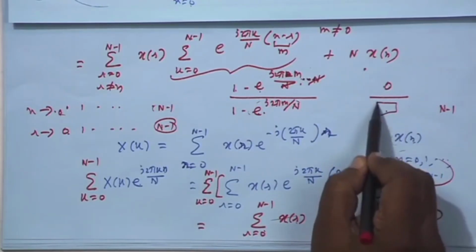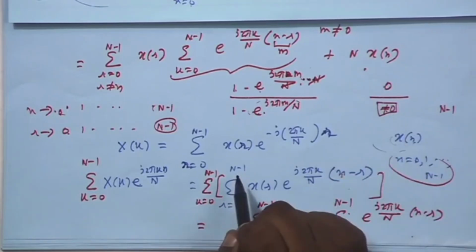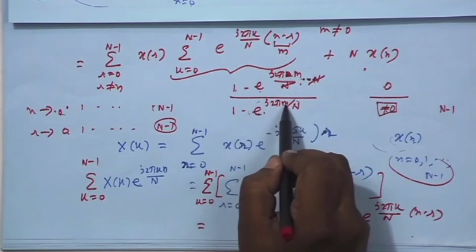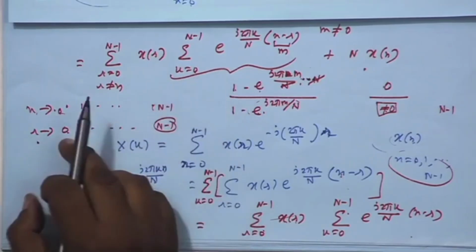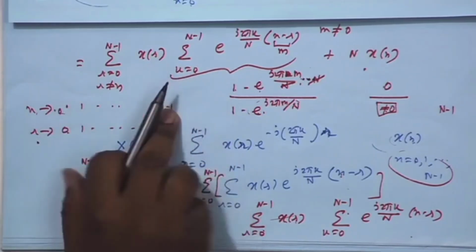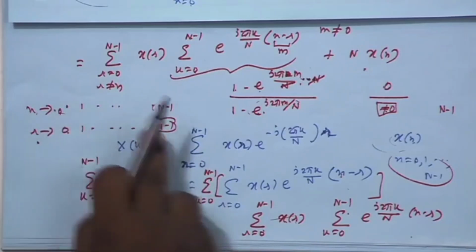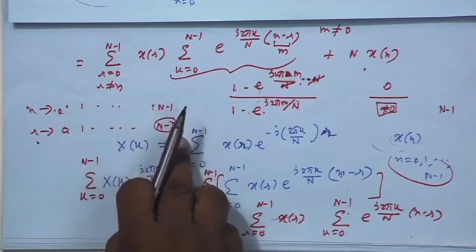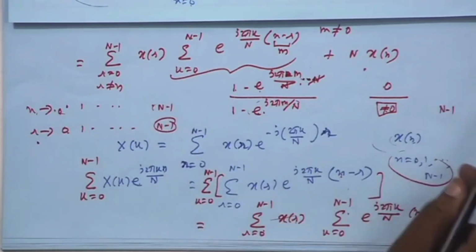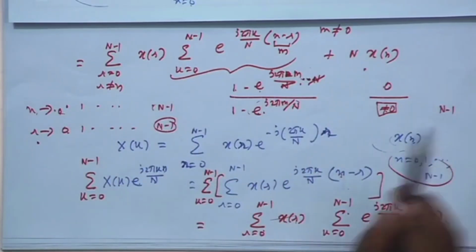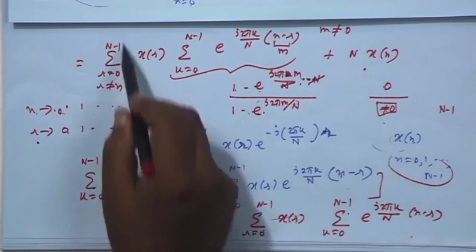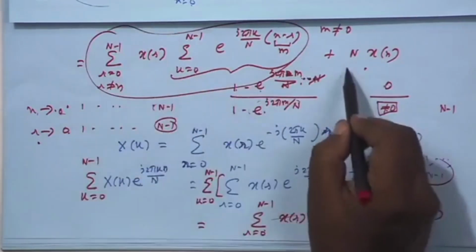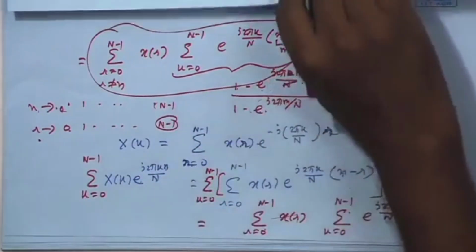So the denominator will be something non-zero. For it to be 0, either m is 0, which is not possible, or m equal to capital N, which is not possible because m is n minus r. The maximum is either maximum n and minimum r, or vice versa, which is capital N minus 1 minus 0 or 0 minus capital N minus 1. In either case, it cannot be equal to capital N or minus capital N. So the denominator cannot be 0, and 0 by something non-zero is 0. So this whole part disappears, which means I am left with capital N into x n. So what is n into x n? This summation.